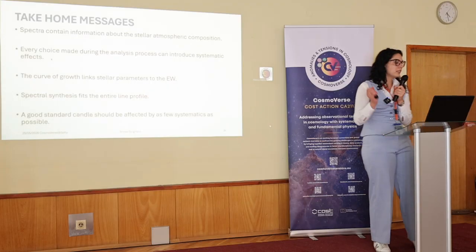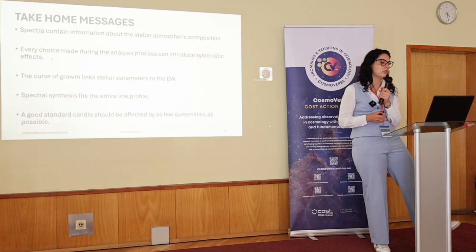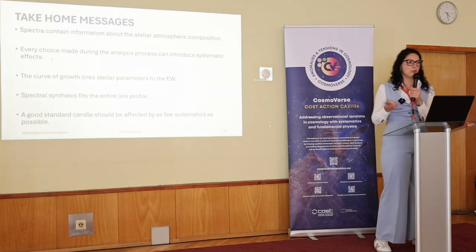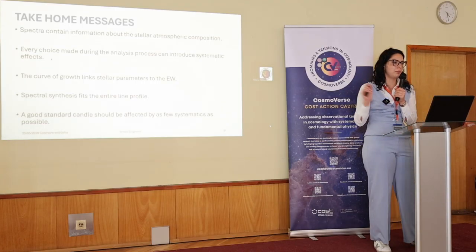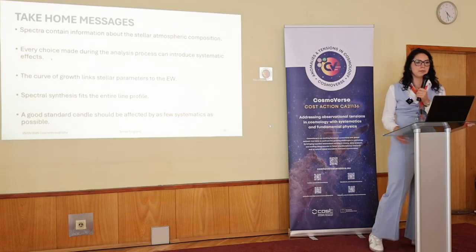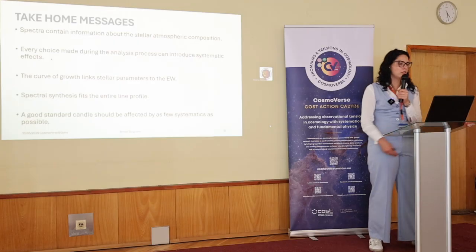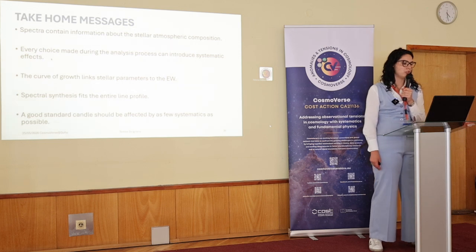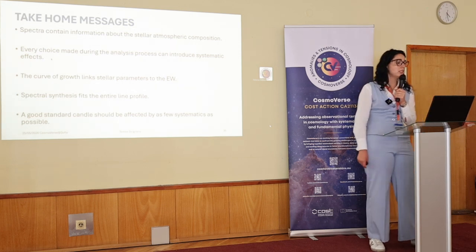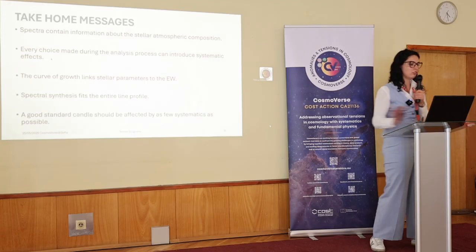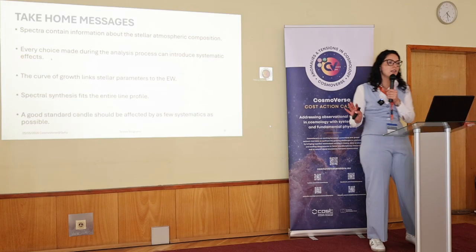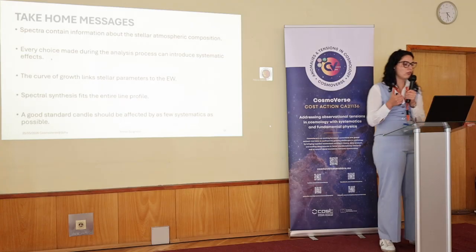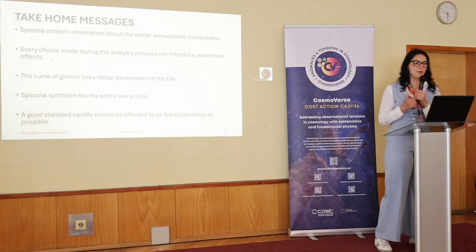The first thing is that spectra contain a lot of information about the stellar atmospheric composition, and that you can use spectra not only for this distance scale purpose. Indeed, these are only a small drop in the ocean of things that you can do with spectra, because spectra can really help you to know a lot about the formation of elements, very different elements. Then you have to remember that every choice that you make during the analysis process can introduce systematics in your results. Then that the curve of growth links stellar parameters to the equivalent width.